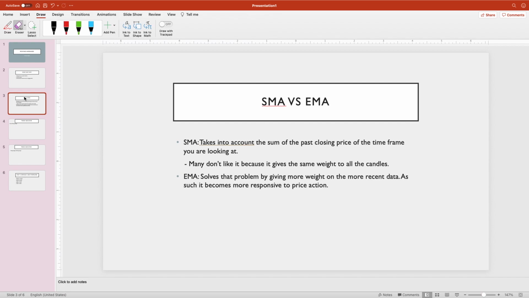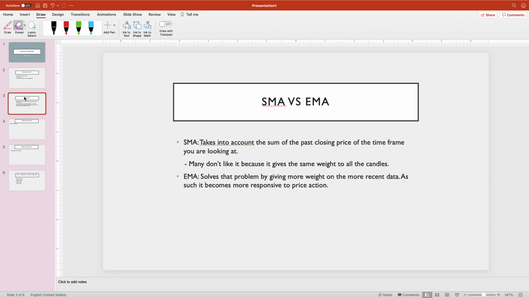There are many types of moving average, but the most used, or the ones you will see around the most, are the simple moving average, or the SMA, and the exponential moving average, also known as the EMA. So what is the difference between the two? The SMA takes into account the sum of the past closing prices of a specific time frame. So if you are looking at the 20 moving average, it will take into account the sum of the past 20 candles. As such, it gives the same weight to all of the candles, regardless of the trend that is currently happening in the market.